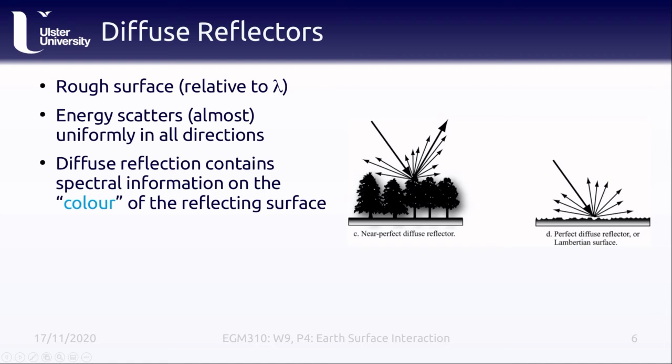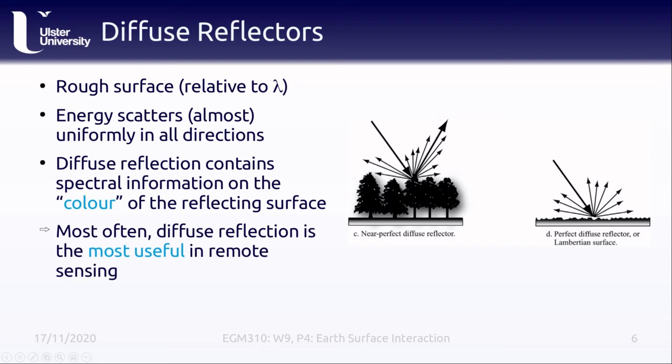Because of the way that the electromagnetic radiation interacts with the surface, diffuse reflection actually tells us something about the color of the surface. Some wavelengths are absorbed by the surface, and anything that is not absorbed is reflected. Because of this, diffuse reflection is often the most useful type of reflection for remote sensing, as it enables us to distinguish objects based on the wavelengths of reflected light.